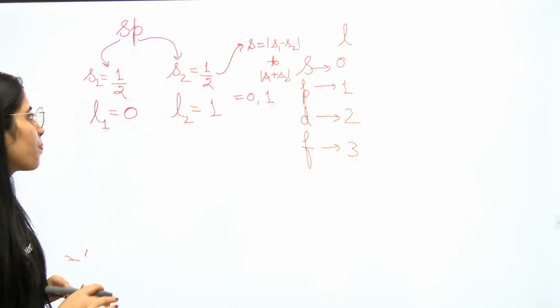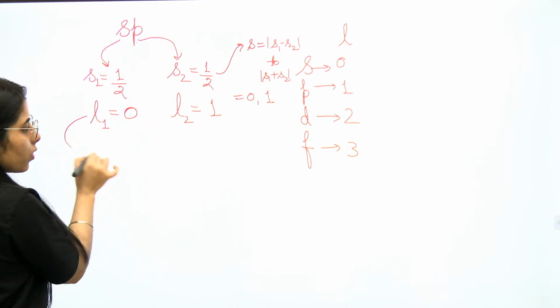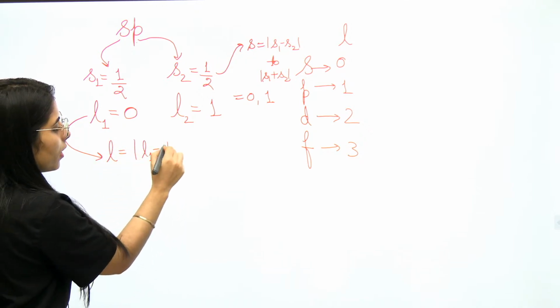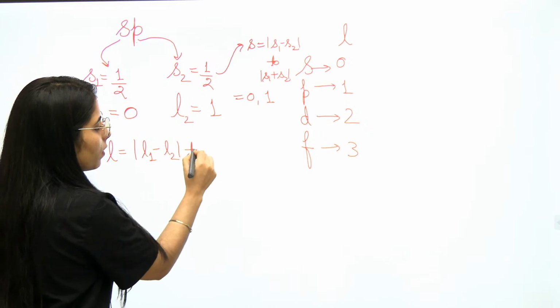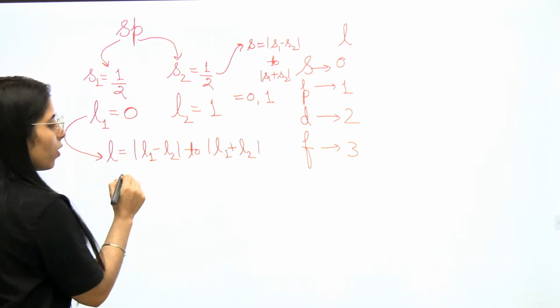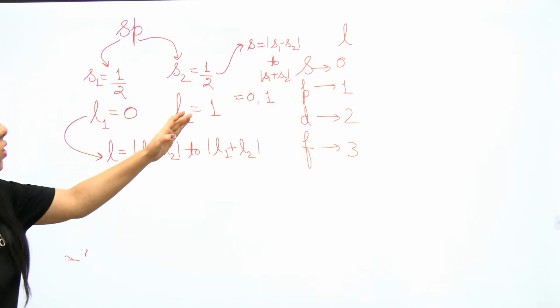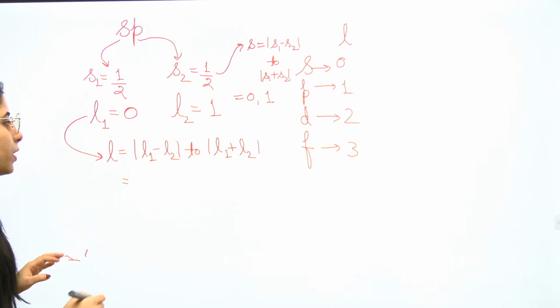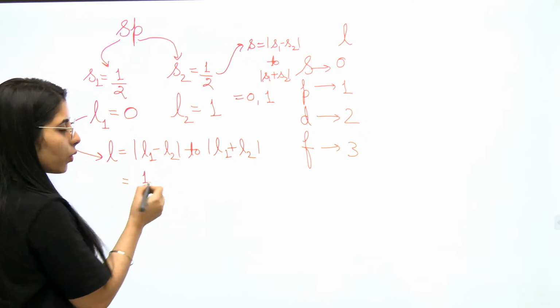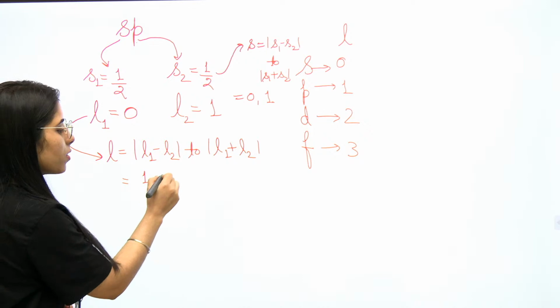Okay, next thing. Same for L. Get the L, which will have the values from L1 minus L2 to L1 plus L2. Clear? So what will happen now? See, 0 minus 1 to 0 plus 1. What will you get? It's going to be just 1. You can write it twice or just write it once.